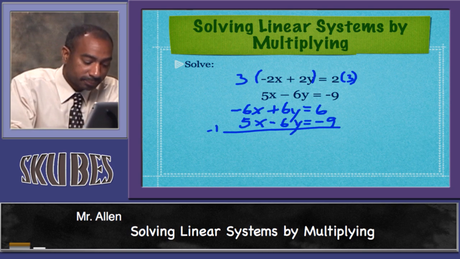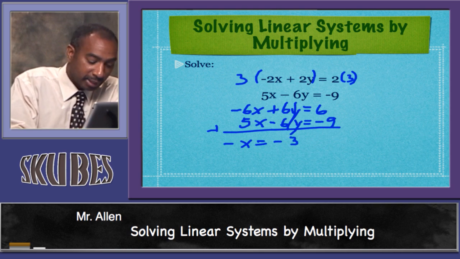If I add these two together, I'm going to get negative x equals negative 3. If I divide both sides by negative 1, x is going to equal 3.